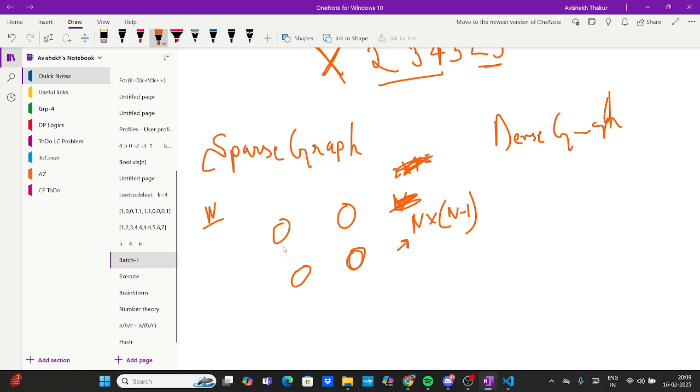n into n minus 1, right? So one node can be connected with n minus 1 nodes. This means if one node is able to connect with n minus 1, all the other nodes can also connect, correct? So n into n minus 1, because with each node you are able to connect to n minus 1 nodes. Okay, clear?